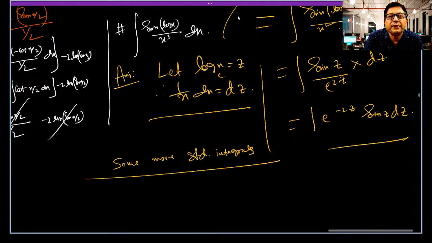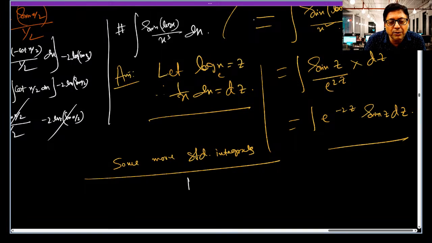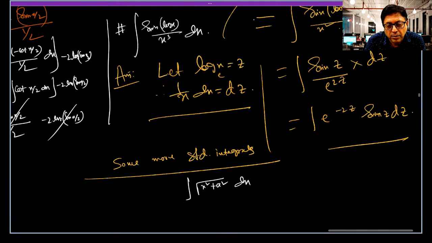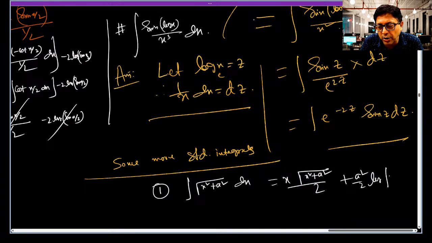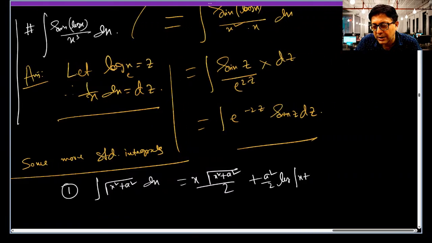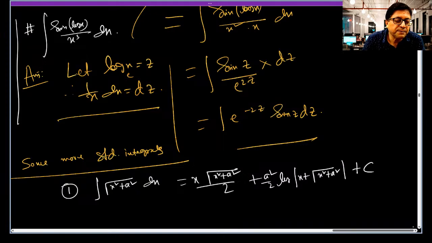Some more standard integrals, let me write all of those one by one. The integral of root over x square plus a square dx is x root over x square plus a square by 2 plus a square by 2 log of x plus root over x square plus a square, plus c. Did you understand?